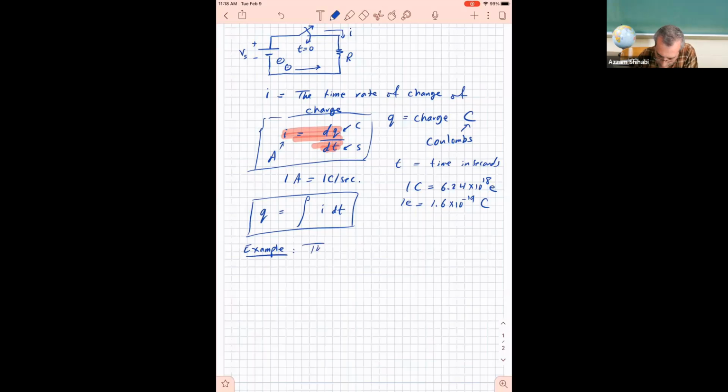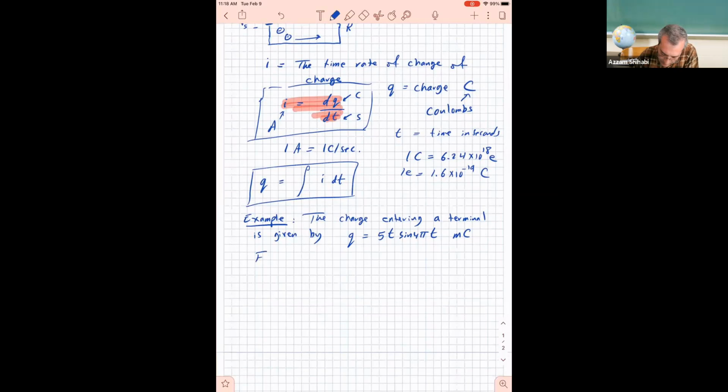The charge entering a terminal is given by the equation Q is 5t sine 4 pi t, in units of millicoulomb. Find the current when t is 0.5 seconds.